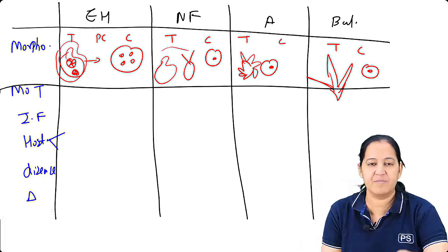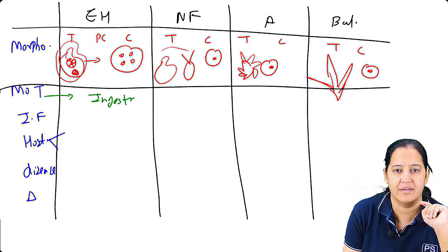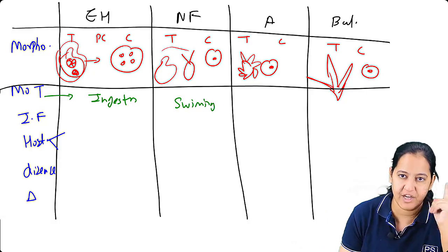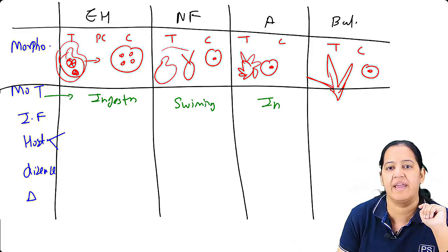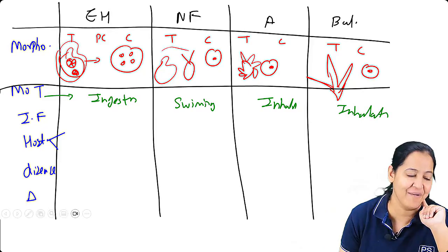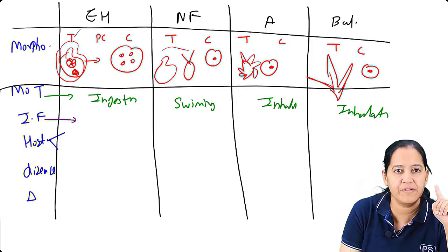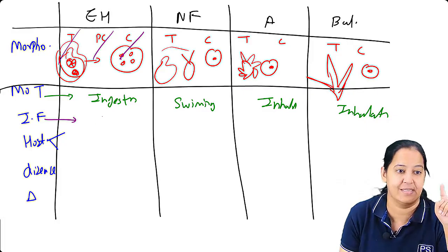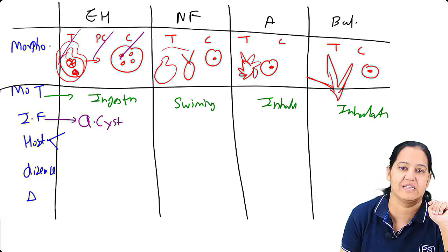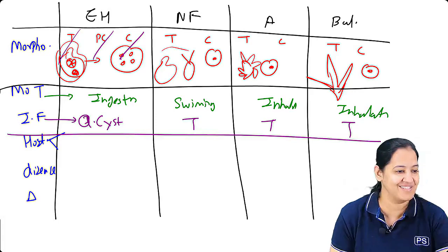Tell me the mode of transmission. Entamoeba histolytica, eating, ingestion. Naegleria fowleri, swimming; via swimming it enters. And the remaining 2, Acanthamoeba and Balamuthia, inhalation and inhalation. Okay, compare in your charts. Tell me the infective form of all of them: is it trophozoite, precyst or cyst? Say cyst, ma'am, rather it's the quadrinucleate cyst to be specific. Here it's trophozoite, trophozoite, trophozoite. Here it is cyst, the remaining three are trophozoite.